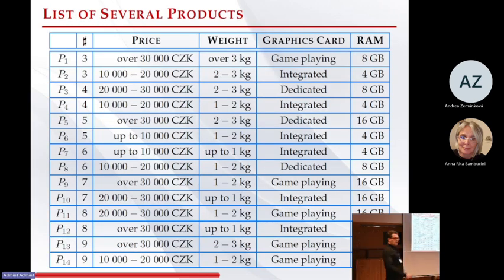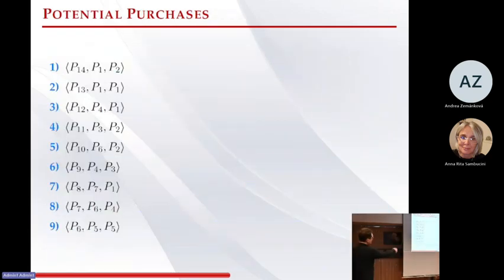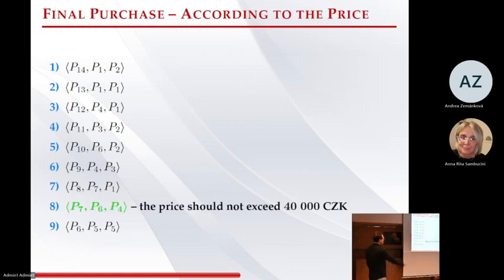This slide shows a list of several laptops which exist. So it's up to you. Choose 3 of them with the total distance of 15, and you can buy them. For example, these are potential purchases. And for example, if you want to choose laptops according to the price, that means the price should not exceed 4,000 Czech crowns. You can choose this trio of laptops.